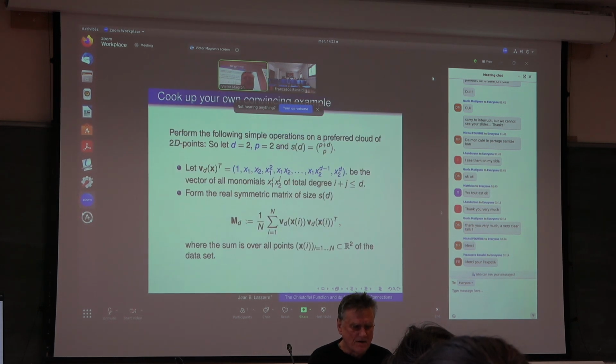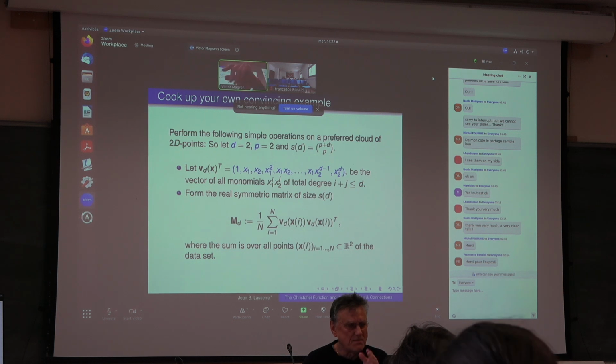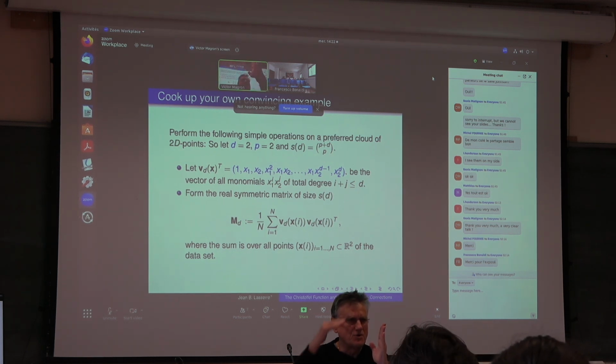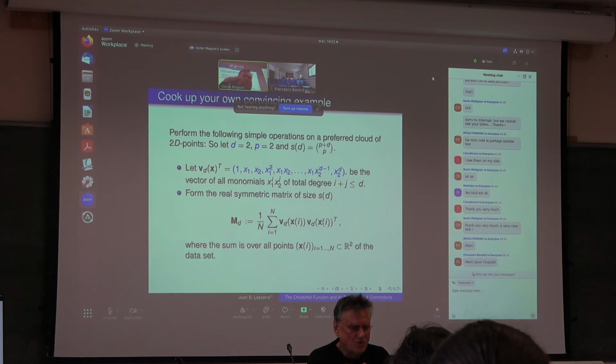Okay, next step. Once you have this vector of monomials and you have your cloud of points, you are going to compute a real symmetric matrix, which is very simple to compute. You take each point xi, you evaluate your vector of monomials v_d at the point xi, and you multiply by v_d, the same vector but as a row vector, transposed. When you multiply these two vectors, you get a square matrix. And you do that for each point, add up, and divide by n, the number of points. So it's quite a simple manipulation.